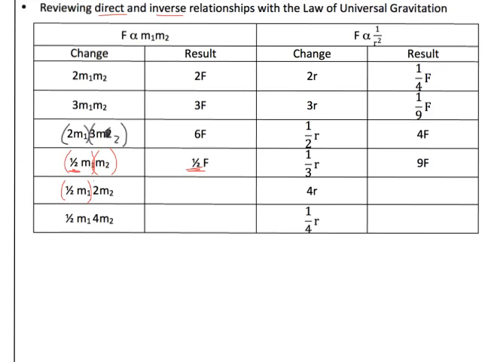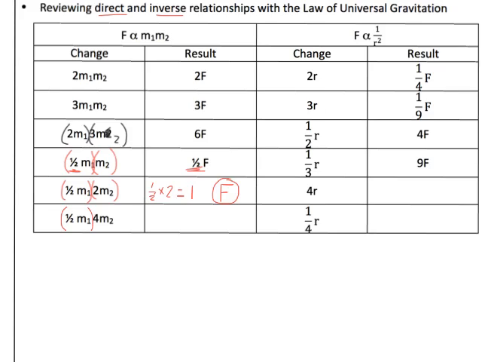So let's try 2 more. If I were to make one of the masses half of its original size and double the second mass, I'm simply going to be multiplying 1/2 times 2, and that gives me 1. What this does is it tells me that those two effects cancel each other out, and I end up with my original amount of force.